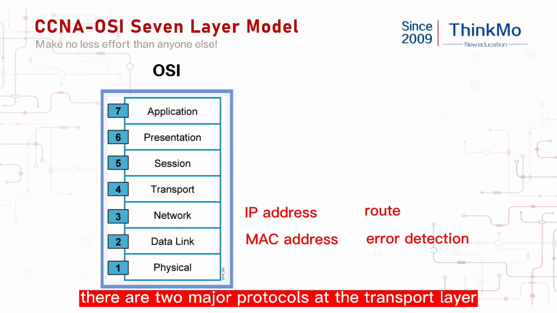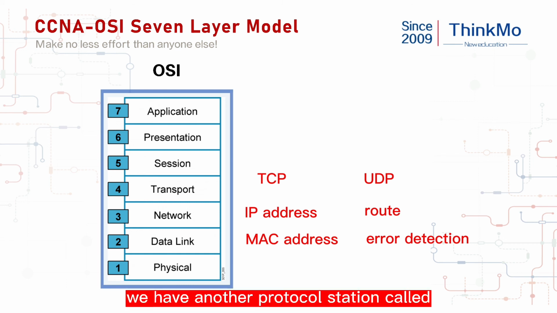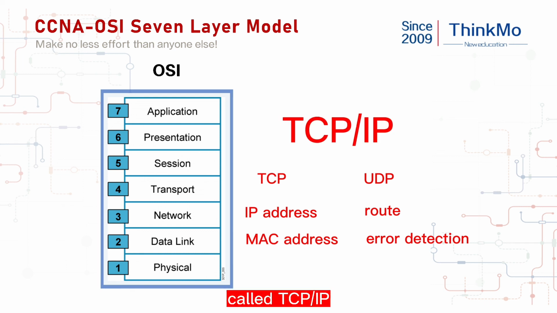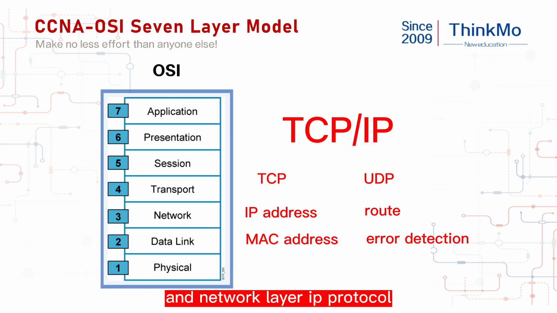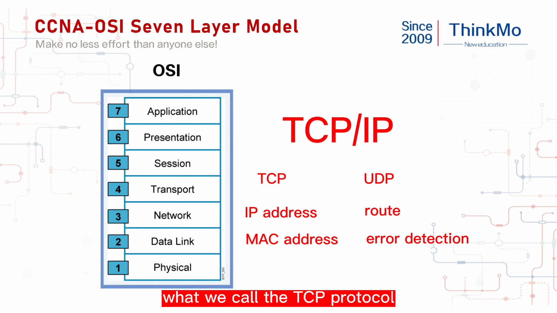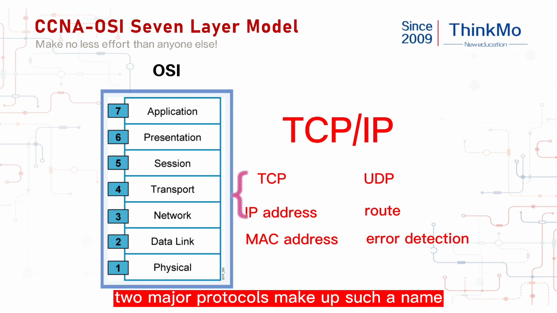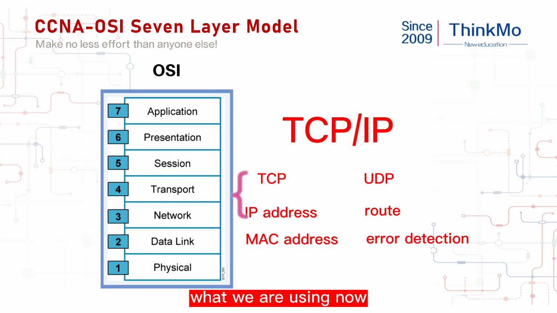There are 2 major protocols at the transport layer. One is TCP and the other is UDP. We have another protocol stack called TCP/IP. In fact, it is the TCP protocol used at the transport layer and the IP protocol at the network layer. IP protocol is called Internet Protocol, and our transport layer, what we call the TCP protocol. 2 major protocols make up such a name. This is our Transmission Control Protocol. What we are using now.